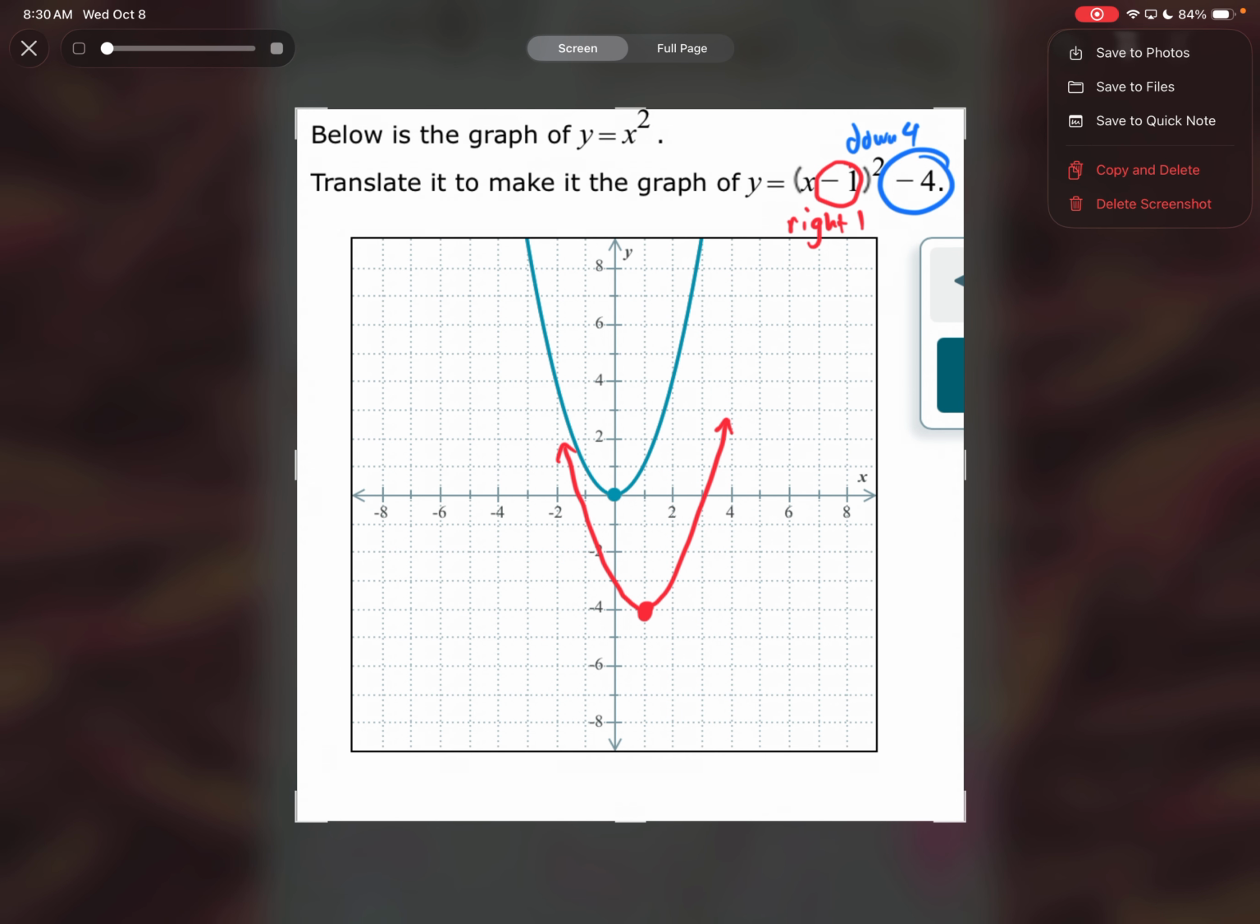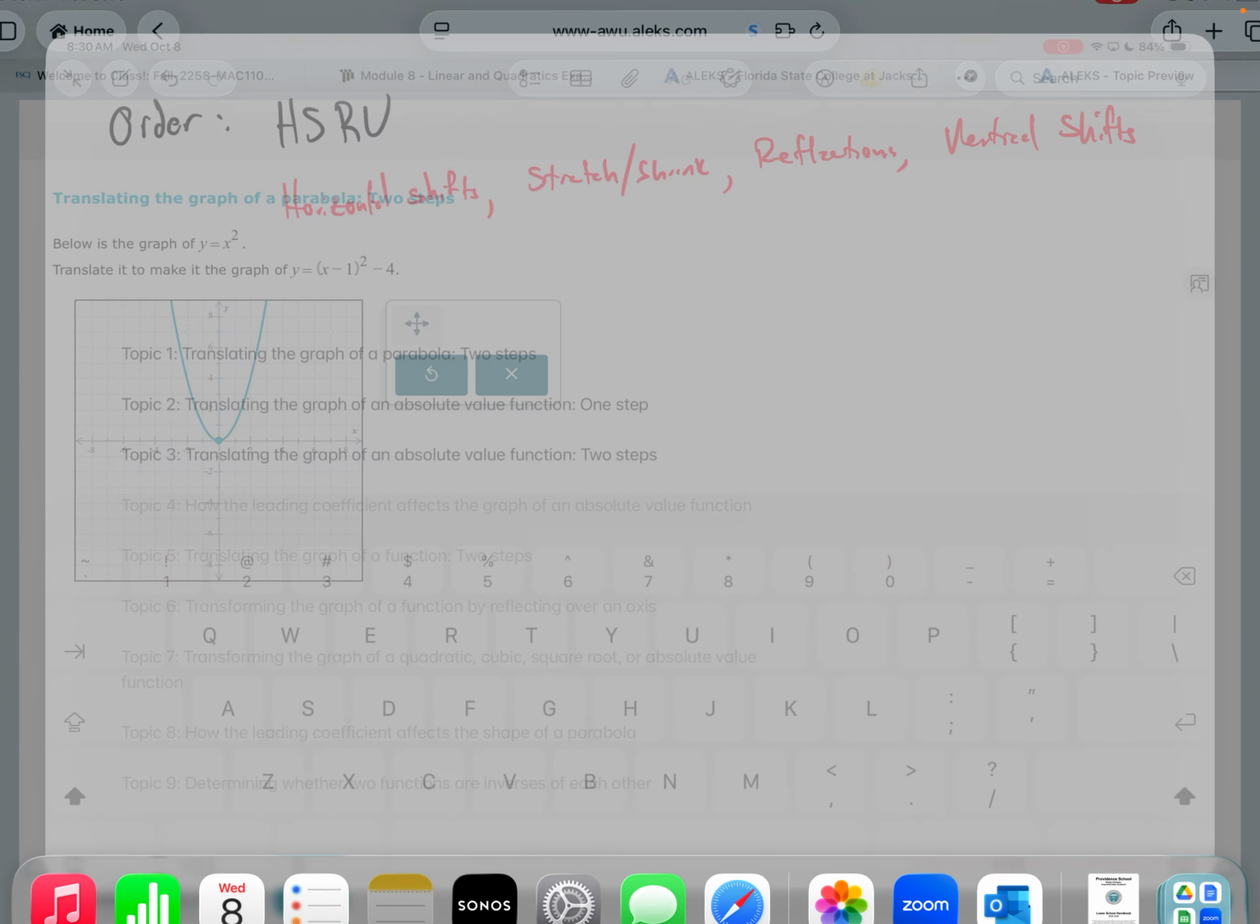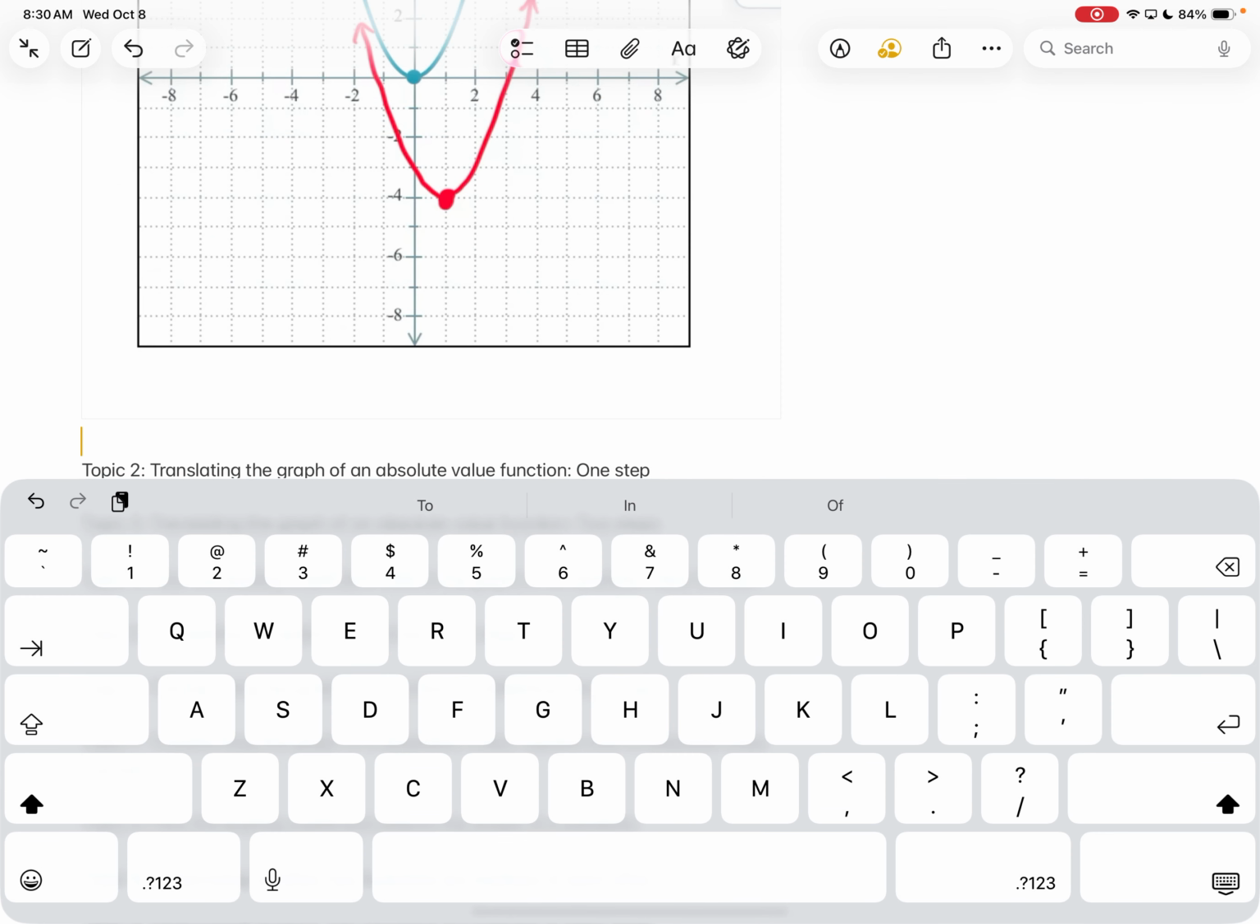So we can look at, if we know the shape, basically what we're doing here is we know the shape of the graph is a parabola because it's x squared.